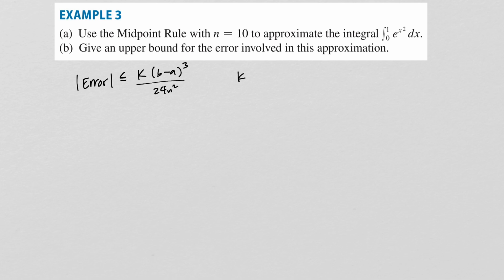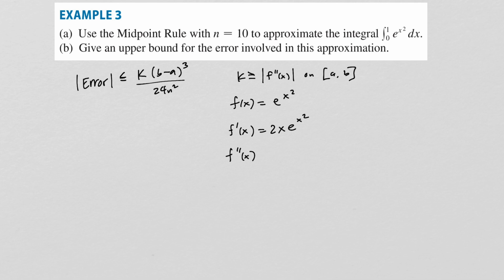So we need to find our value of k. K is going to be greater than or equal to the second derivative on the interval from a to b. So we need to first find what is our second derivative. So f of x is e to the x squared. The first derivative is going to be e to the x squared times the derivative of x squared, which is 2x.